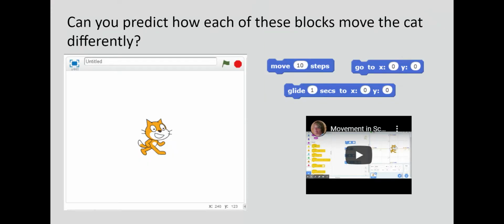Can you predict how each of these blocks might make the cat move differently? First one we have is move 10 steps. Which way do you think it'll go? How far do you think a step is? The second one is go to X equals something, Y equals something. And then the third one is glide over a certain amount of time to X equals something, Y equals something.